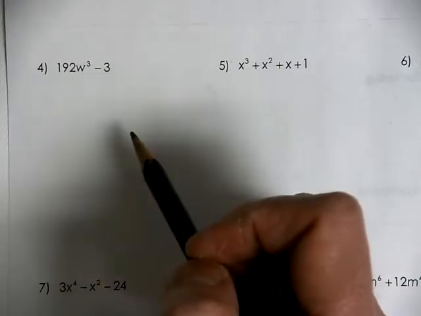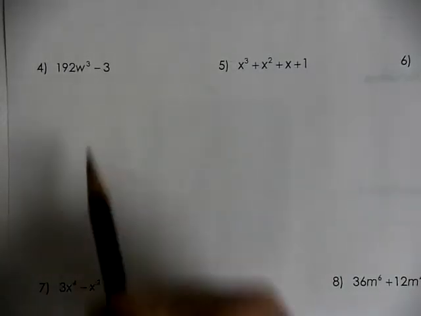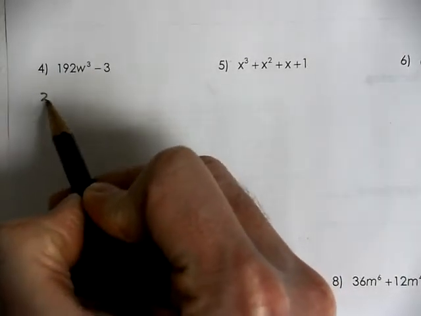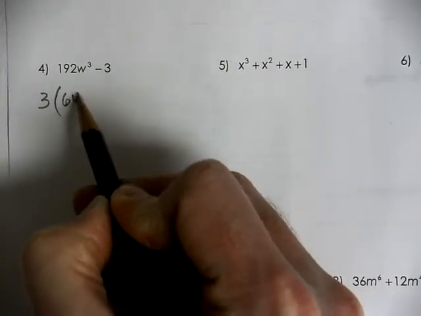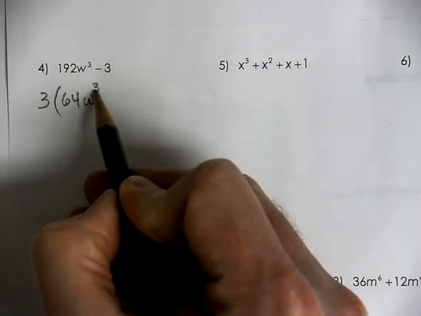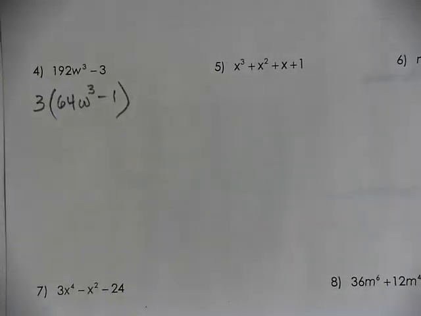So what do we do? We can pull out our common 3, which is a GCF. So 3 times 64 makes 192. Now we're working with the difference of 2 cubes. So go ahead and try that.